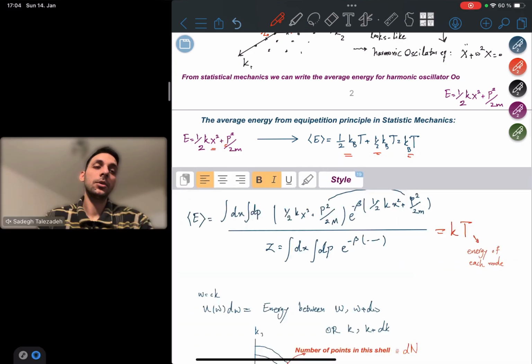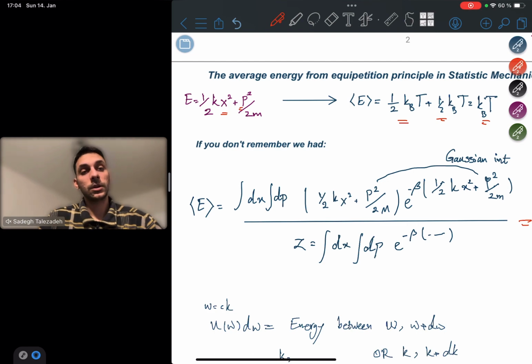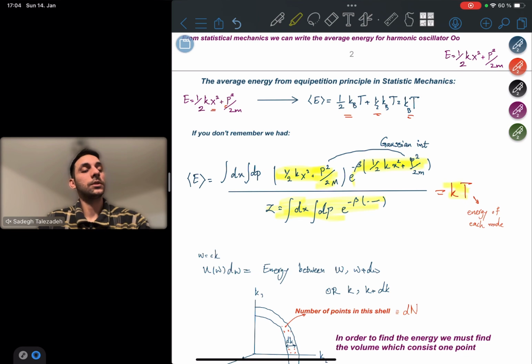If you don't remember this from statistical mechanics, you can simply compute the mean energy by solving this integral. We have a Gaussian integral here, where the mean value would be the energy times the distribution of energy, and then we also should normalize it. And we get kT if you solve this.